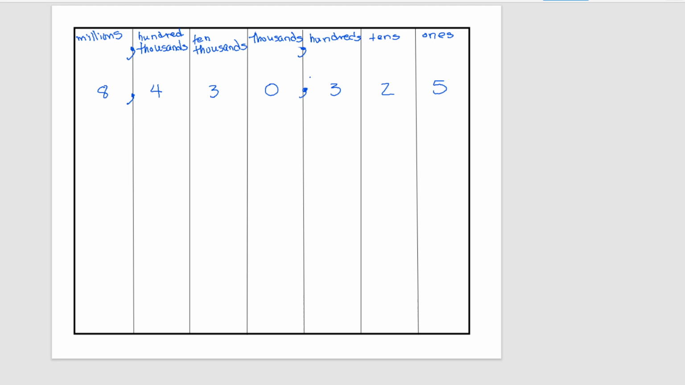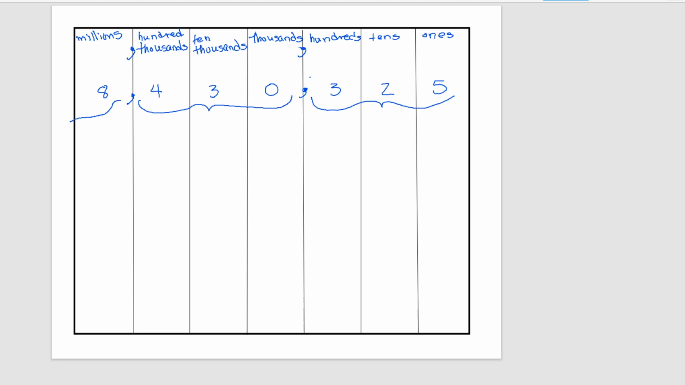Now, the way we read this is we're going to look at how many we have of a given set of 3 numbers. In this one, we only go to 1 million, so that would be by itself, but we're going to read this as we have 8 millions. We have 430,000s, 325. That's how we would read this. Again, 8,430,325.